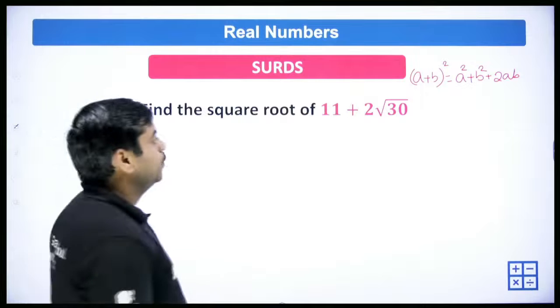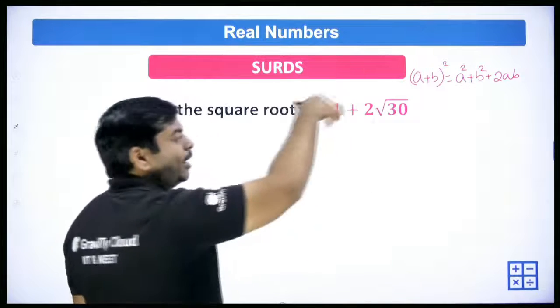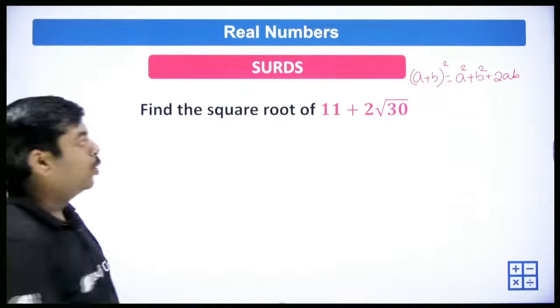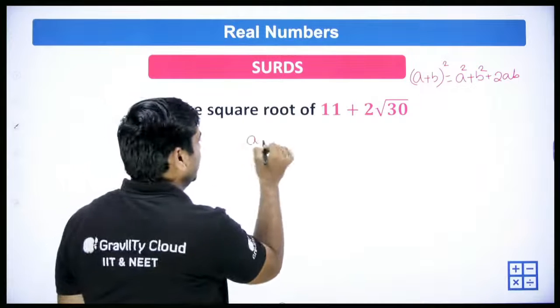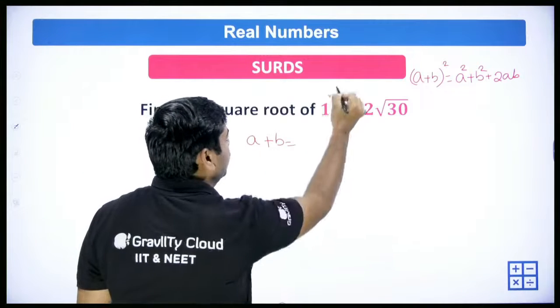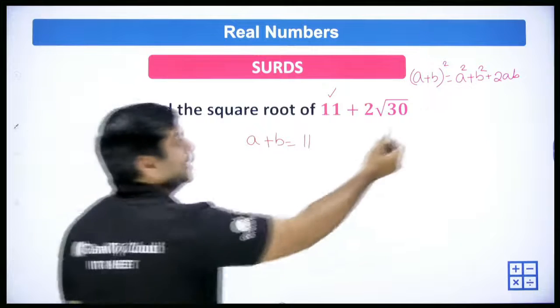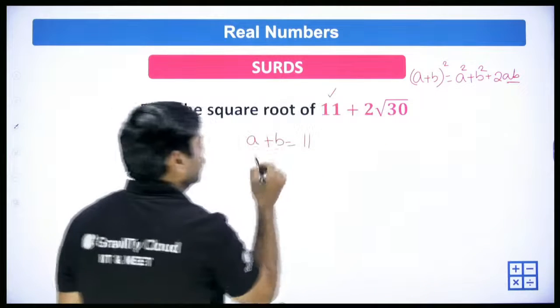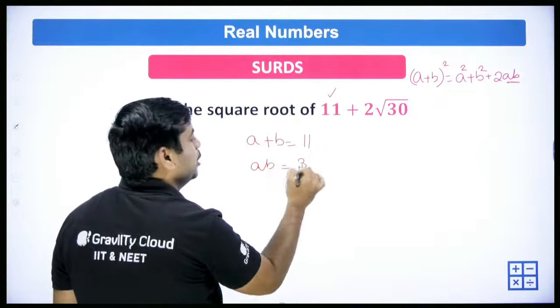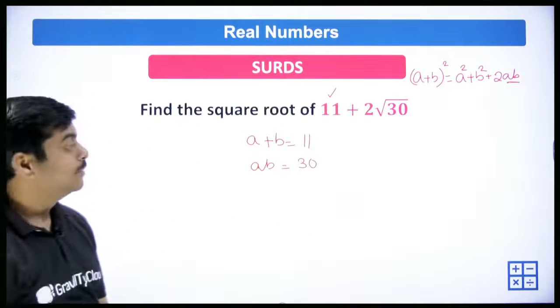Or what I'll do, instead of A square and B square, I'll directly take A and B only. So I need to find two numbers where A plus B value will be equal to 11 and AB value should be equal to 30. So which numbers will satisfy this one?